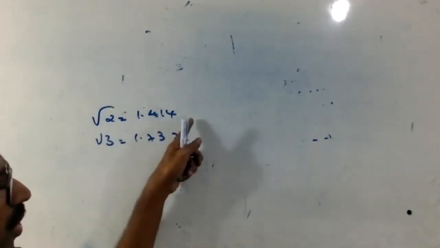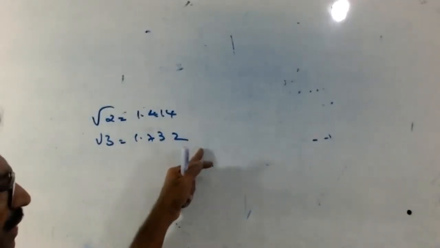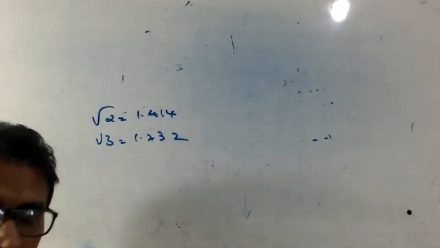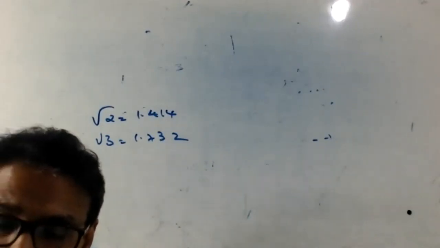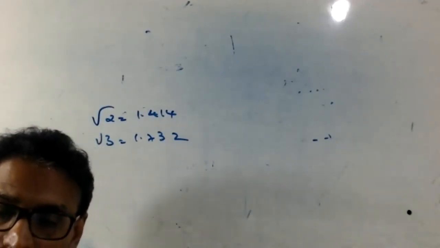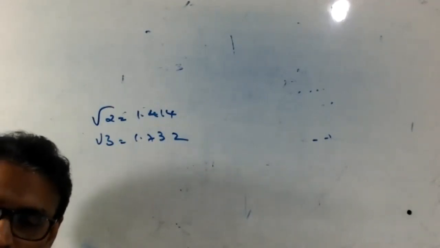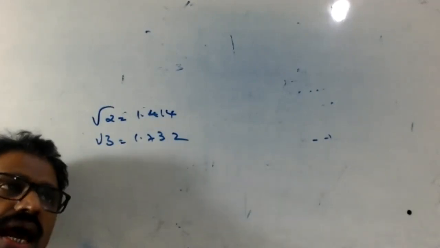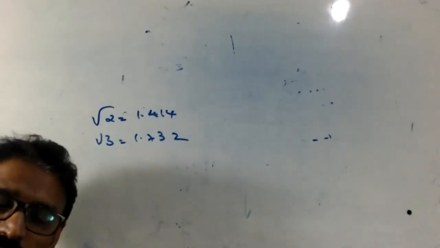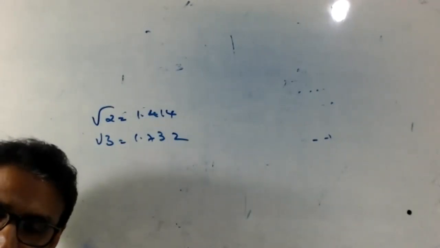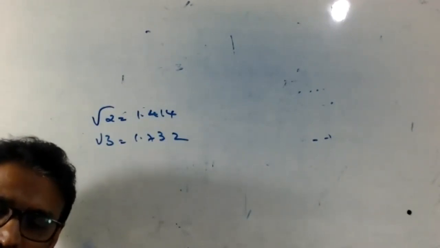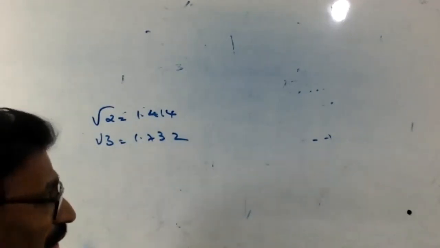Root 2 is 1.414. Root 3 is 1.732. In between what? Who said 1.734? How come 1.734? It's more than that. Listen, between 2 and 3, how come 4 is there? Tell me one answer between root 2 and root 3.